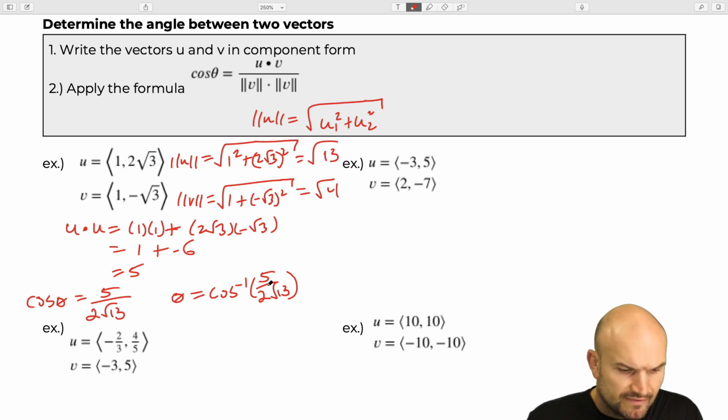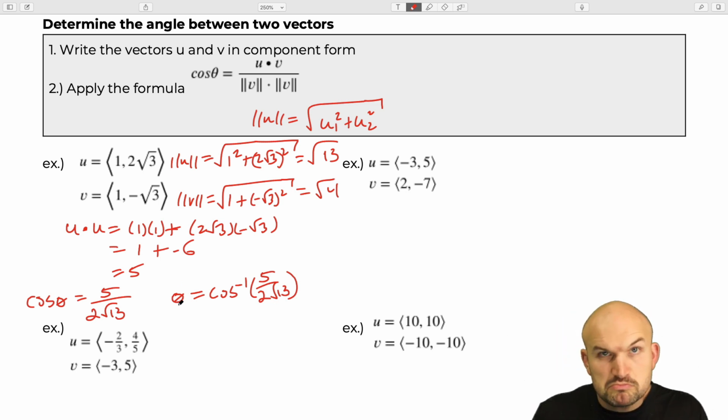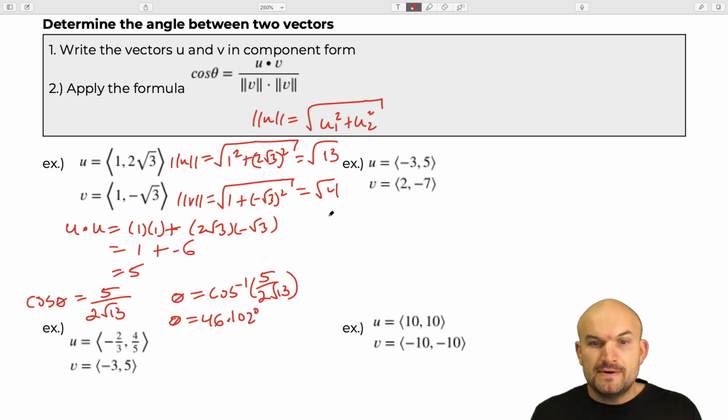And I'll do the cosine inverse of that answer. And I get 46.10 degrees, which looks pretty good. 46.102 degrees. And there we go. All right, so let's do the exact same thing for this one.